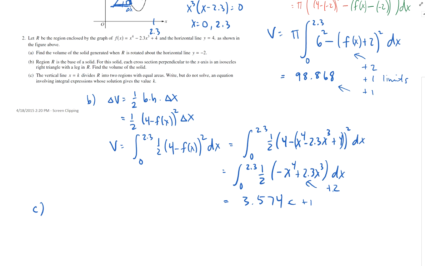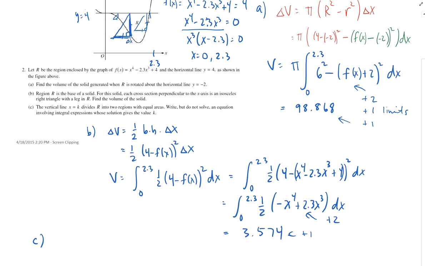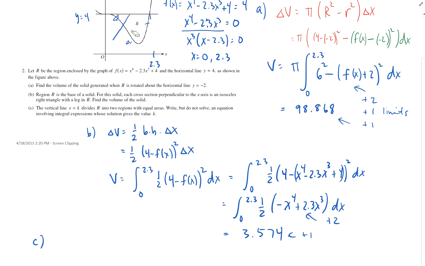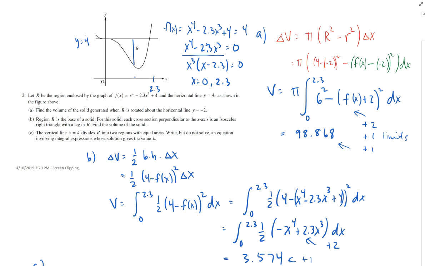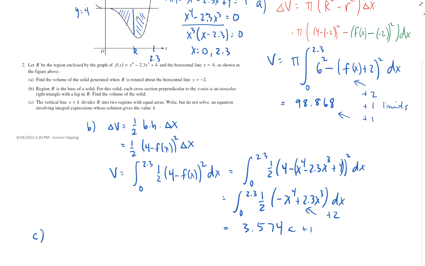Part C. The vertical line x equals k divides this region into 2 equal areas. Write, but do not solve, an equation involving integral expressions whose solution gives the value of k. So let's erase this again. There's some point here, vertical line x equals k, so that the area on this side equals the area on this side. So I have to write an expression for that.